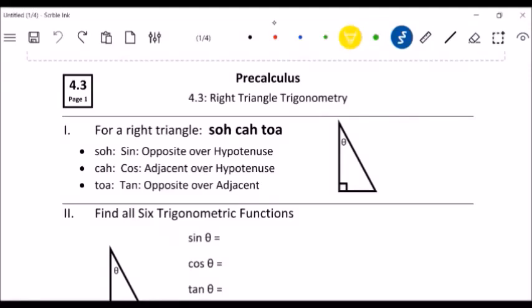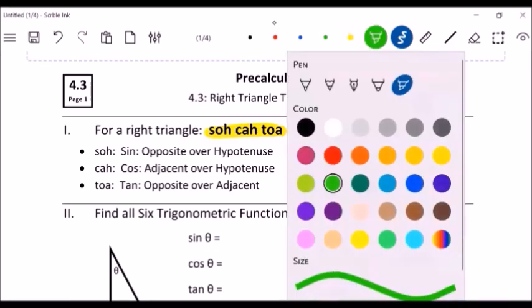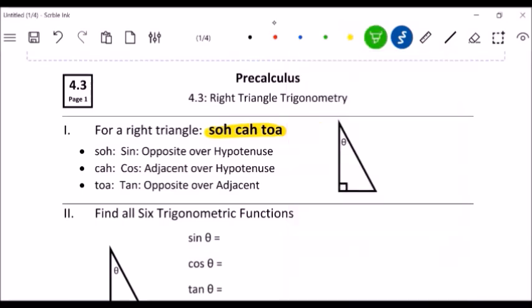Welcome. Let's look at using SOHCAHTOA in a number of different ways, and that's right-angle trigonometry. So remember, if you haven't seen this before, learn it or remember it now, that when you do sine, that's the opposite over the hypotenuse, therefore the O and H. Cosine is the adjacent over the hypotenuse, and tangent is the opposite over the adjacent.